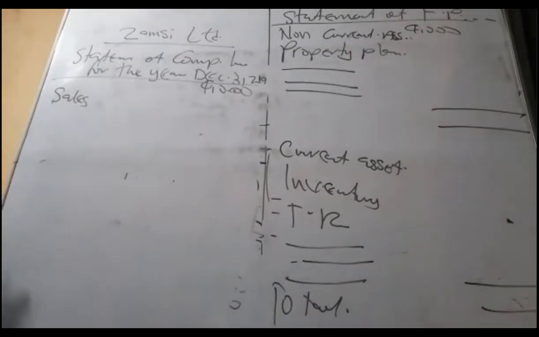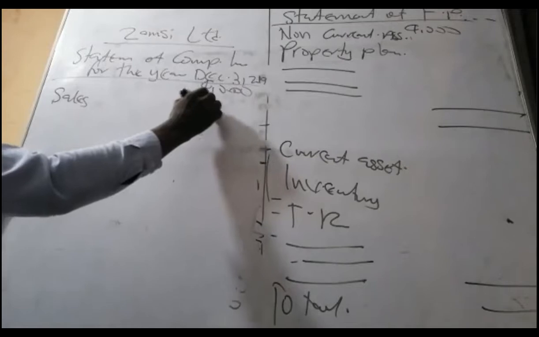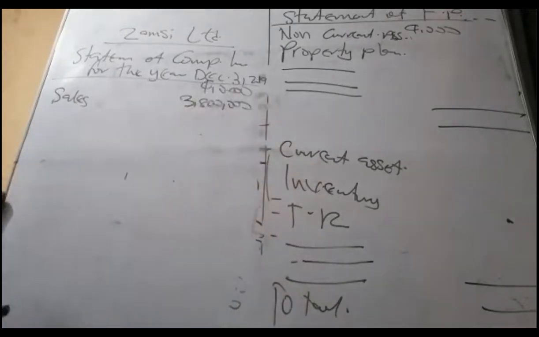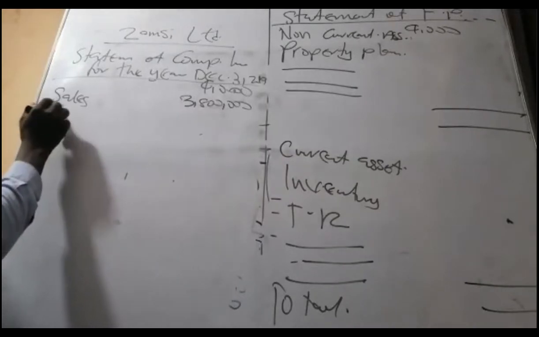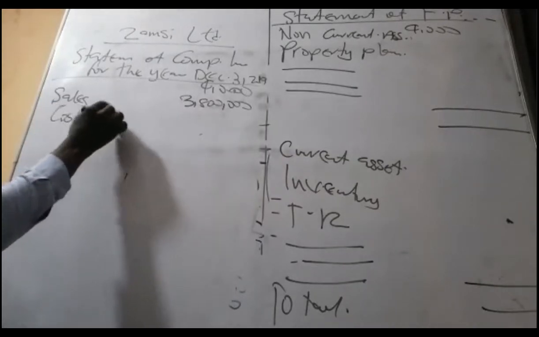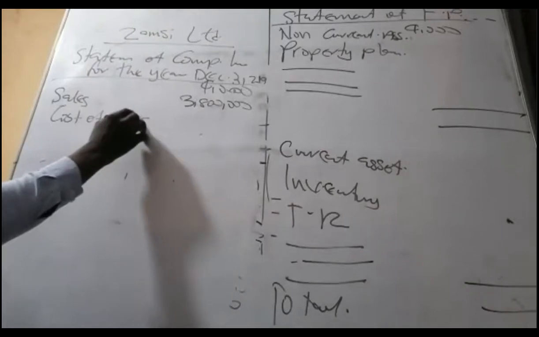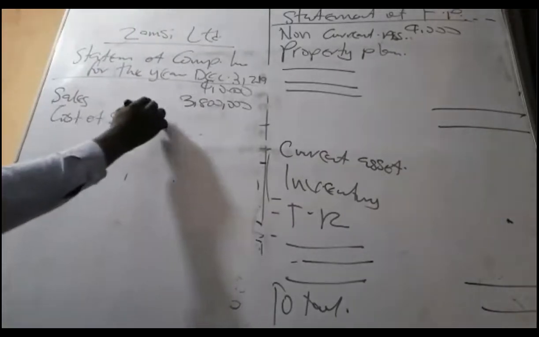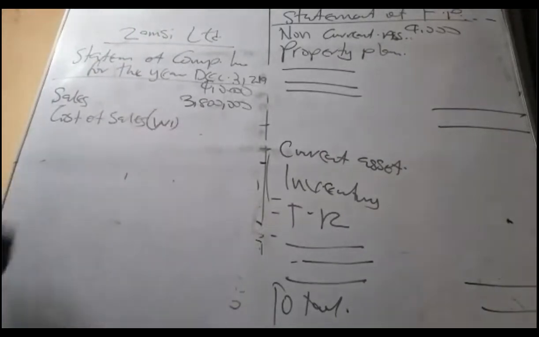So the sales is 3.8 million. There's the cost of sales, right? Cost of sales. So let's look up at the cost of sales. So that's our first working.